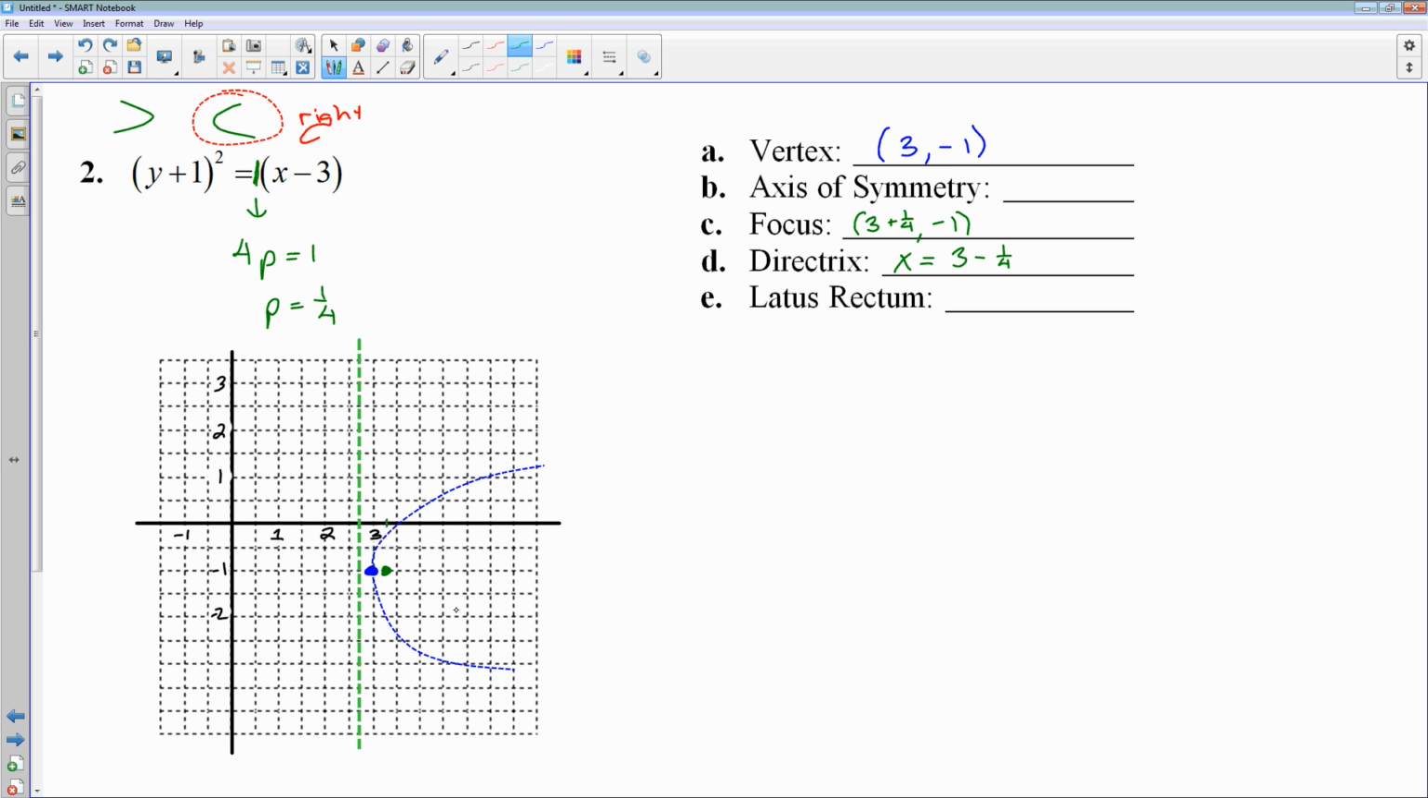Good. My axis of symmetry is going to be, in this case, a horizontal line that goes right through the vertex. So there's my axis of symmetry. It is a horizontal line, and that is a horizontal line at negative 1. So y equals negative 1.